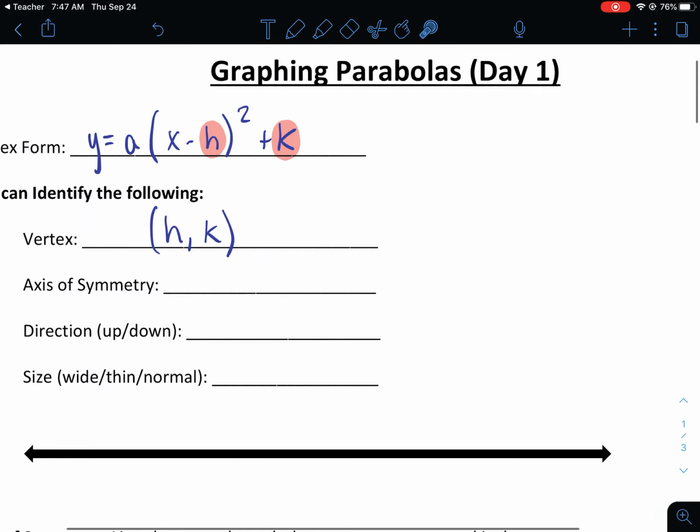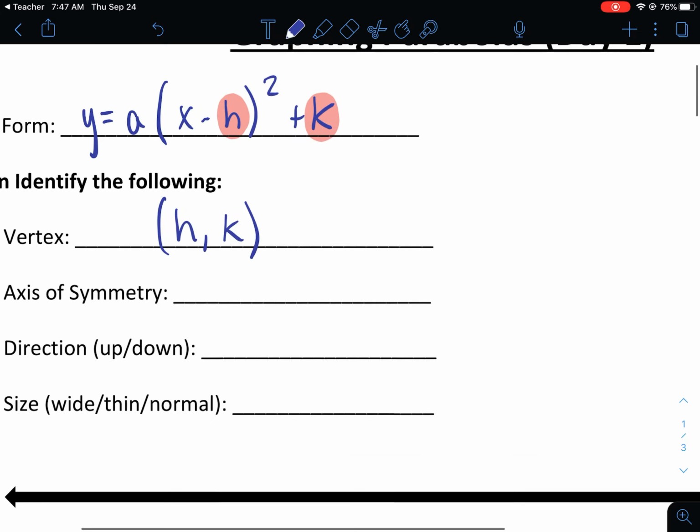It is an x equals line, because it's a vertical line. Basically, your axis of symmetry will be x equals whatever the h value is. The same h value that's in the vertex, so the equation for the axis of symmetry is x equals h.